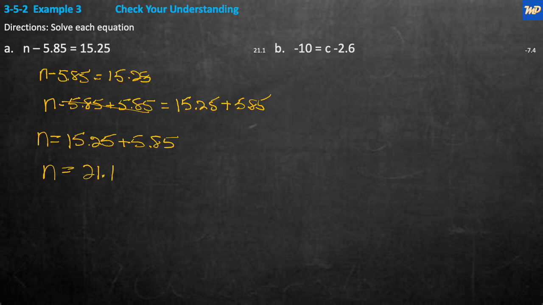Okay, how about B? Negative 10 is equal to C minus 2.6. Okay, we still have to get the C by itself. The coefficient is 1. We're going to add 2.6 to both sides to cancel the 2.6 on the right, but we'll end up with a positive 2.6 more on the left. So positive 2.6 minus 10 is equal to C minus 2.6 plus 2.6. That's where we added the 2.6 to both sides.